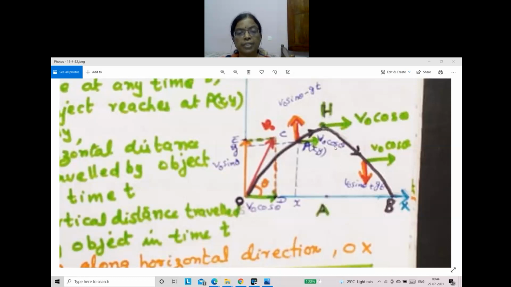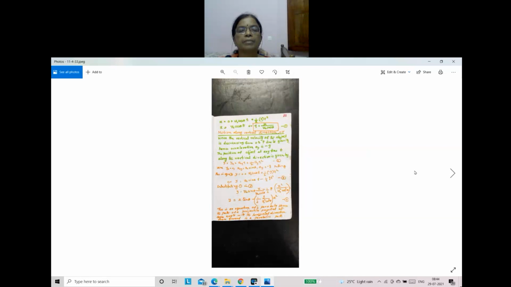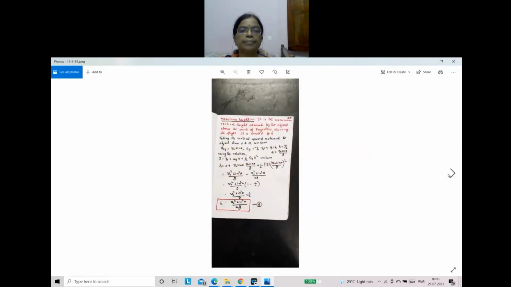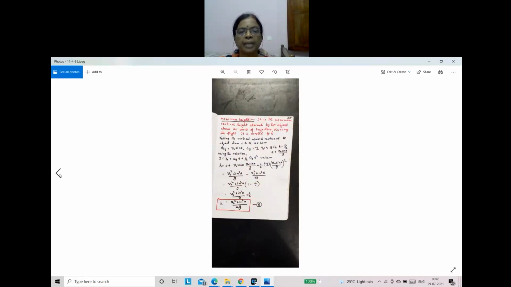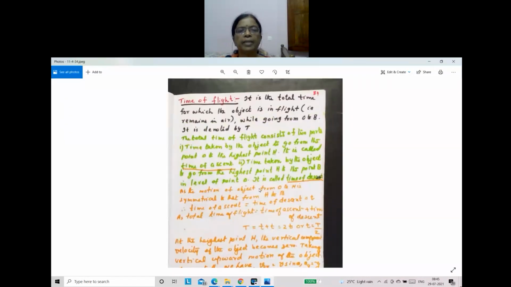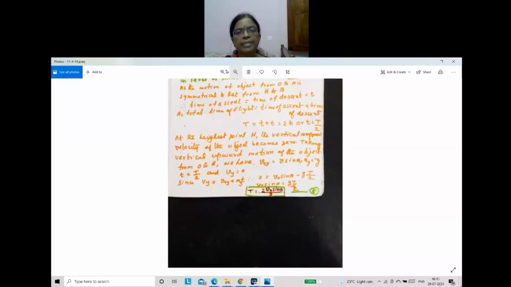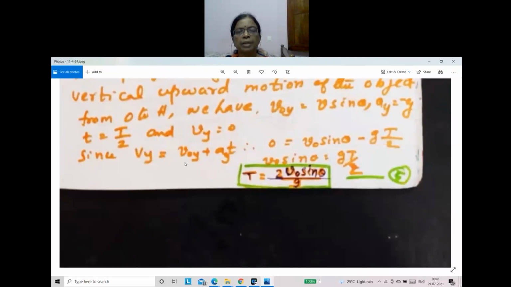Okay, children. Initial velocity is v0, and the vertical component of velocity we have to take is v0 sin theta. So the vertical component of initial velocity is v0 sin theta, and v equal to v0y minus gt. That formula is used. I will show the steps. Time of flight. Vy equal to v0y plus ay into t. This equation we have to take to find the time of ascent.